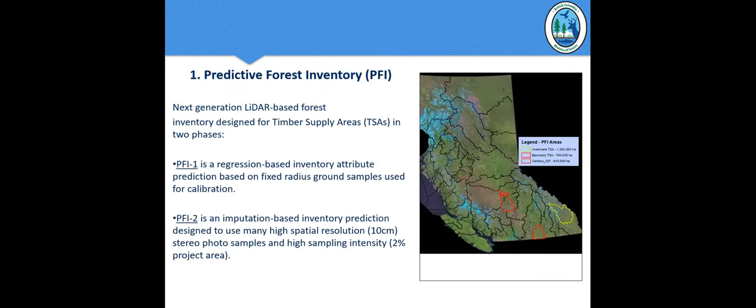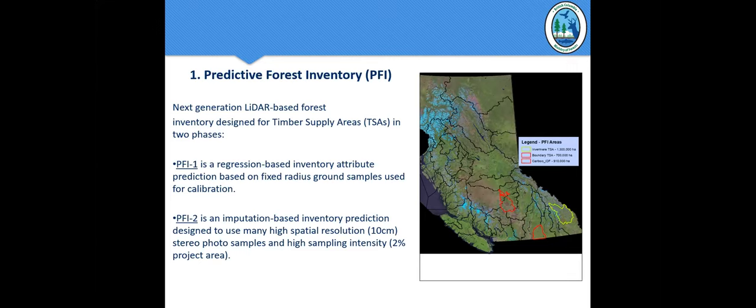Next slide, please. All right, so the predictive forest inventory is a next generation LiDAR-based forest inventory in BC, and it's mainly designed for timber supply areas across the province. We apply it in two phases. Phase one is a regression-based inventory attribute prediction based on fixed radius ground samples used for calibration. This is essentially an area-based approach to get at basal area per hectare, quadratic mean diameters, stems per hectare, and heights.